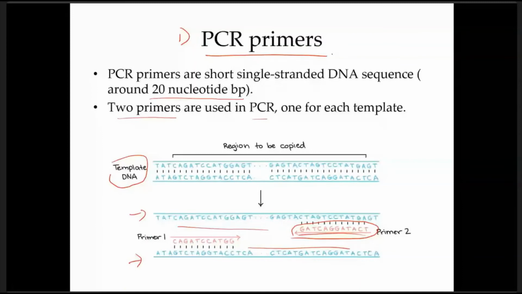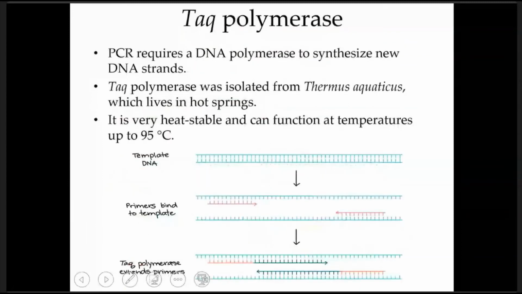Next, the enzyme Taq polymerase. PCR requires a DNA polymerase to synthesize the new DNA strand. Taq polymerase was isolated from the bacterium Thermus aquaticus, which is a prokaryote that lives in hot springs.